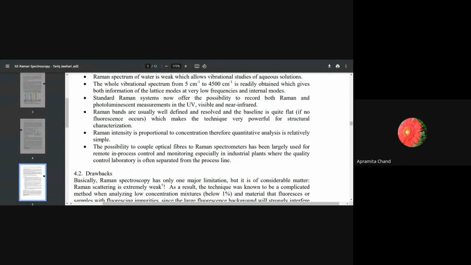Also, the Raman bands are quite well resolved, we have already told that, but the baseline is also flat, provided no fluorescence is occurring. So structural characterization becomes easy.